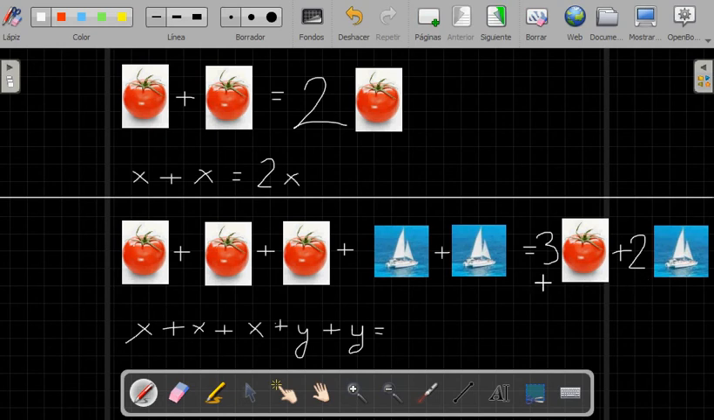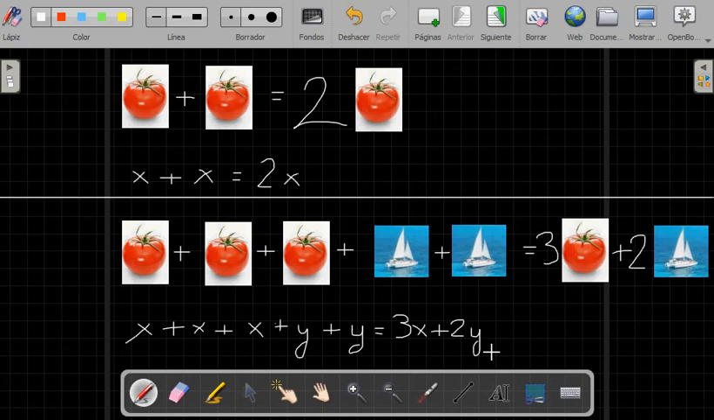Just as if you have 1x plus another x plus an additional x, that's equal to 3x. Plus, if you have 1y and another y, you have 2y's. But from here, you cannot go further.